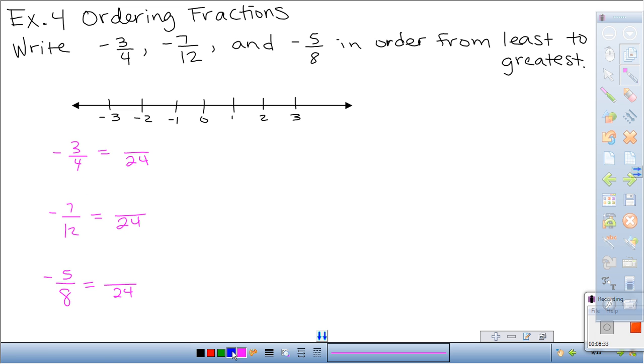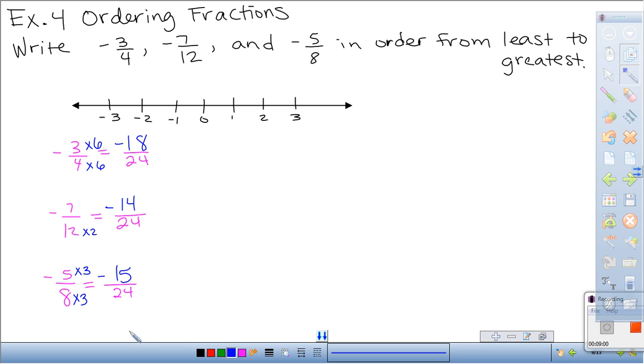So what do I have to do with 4 to get 24? 4 times 6 is 24, so 3 times 6, or -3 times 6, that's -18. So it's still negative. We don't lose the negative. In fact, you can just write all those in right now. The fractions are still negative. 12 times 2 is 24, so 7 times 2 is 14. 8 times 3 is 24, so 5 times 3 is 15.